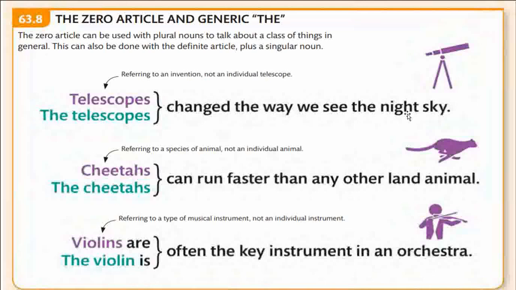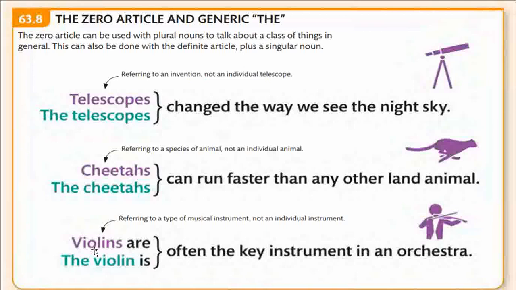Telescopes change the way we see the night sky. It just means an invention changed. Okay, so referring to an invention, not an individual telescope. Or you can say the telescope changed the way we see the night sky. So in this case, both are correct. Cheetahs, referring to the species of animal, not an individual animal. Cheetahs can run faster than any other land animal. That means the whole class of animal. Or you can say the cheetah can run faster than any other land animal.